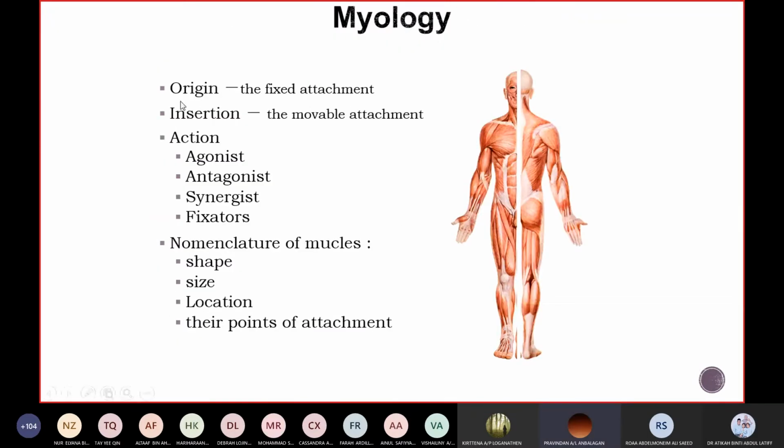Each muscle has an origin and insertion. The origin is the fixed attachment. The insertion is the part that is movable. In terms of action, we have agonists, antagonists, synergists, and fixators. And for naming purposes, we name the muscles according to the shape, the size, location, and their points of attachment.